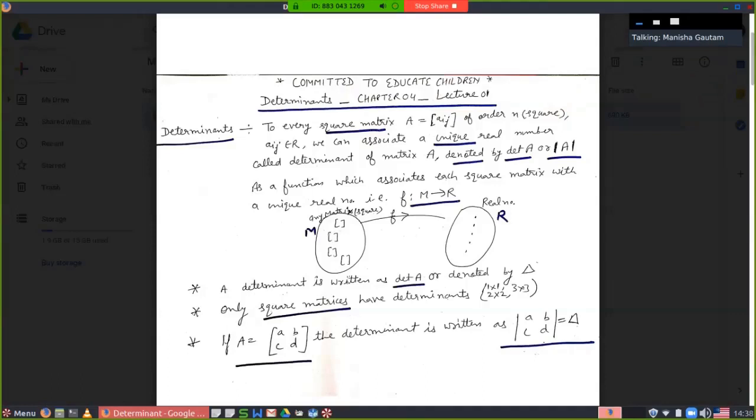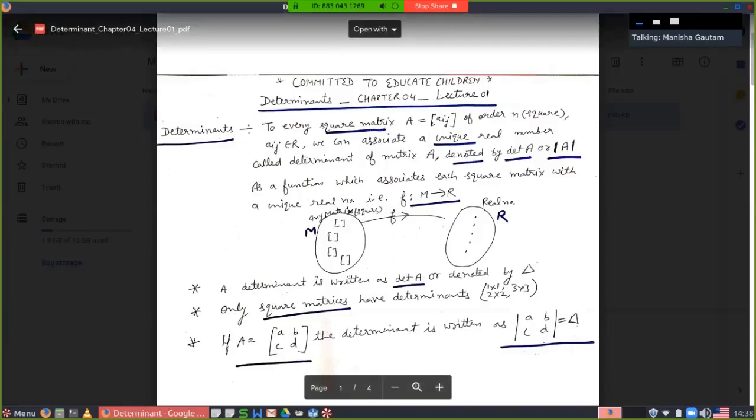In the previous lecture, we completed chapter 3 and I hope you have done the whole chapter. I sent you MCQs, fill-ups and assignments. Do those assignments, complete chapter 3 and make the notes. Now we'll start the next chapter, chapter 4, determinants.